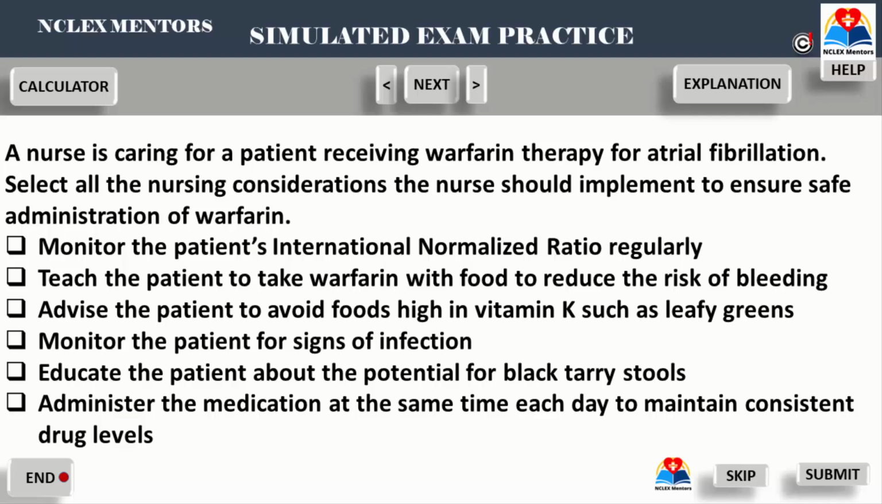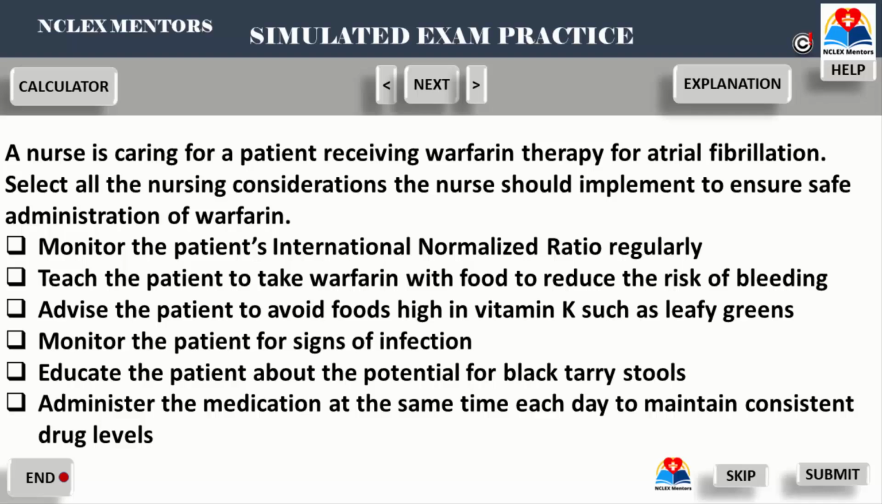Options: monitor the patient's international normalized ratio, INR, regularly. Teach the patient to take warfarin with food to reduce the risk of bleeding. Advise the patient to avoid foods high in vitamin K, such as leafy greens. Monitor the patient for signs of infection. Educate the patient about the potential for black, tarry stools. Administer the medication at the same time each day to maintain consistent drug levels.